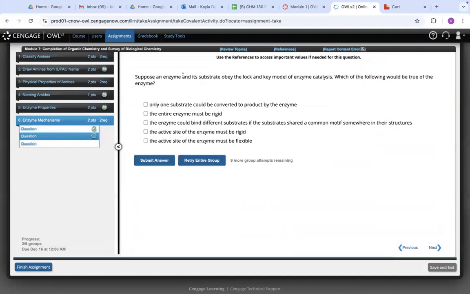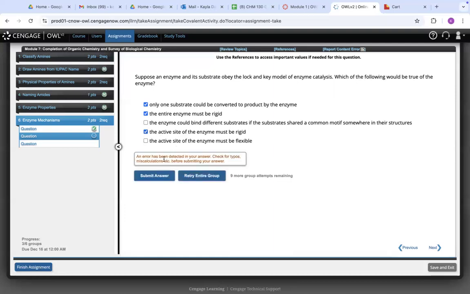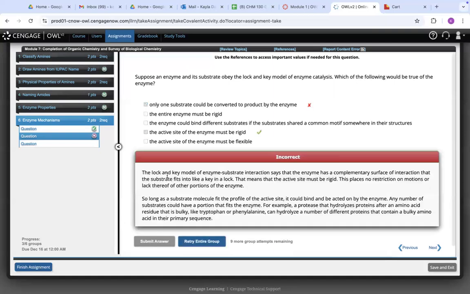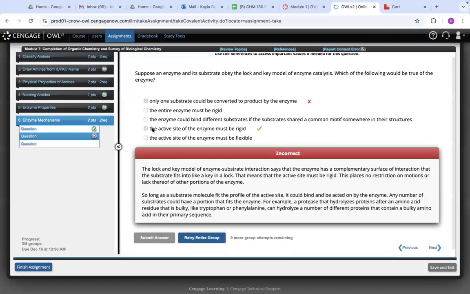All right, suppose an enzyme and substrate obey the lock and key model, which would be true. Only one substrate can be converted. Yes. Rigid. Yes. No. Oh, wait. The entire enzyme doesn't need to be rigid, only the active site. Let's try that. Okay, I guess only the active site must be rigid. I'm assuming there's another correct one in there because usually it's not just one.